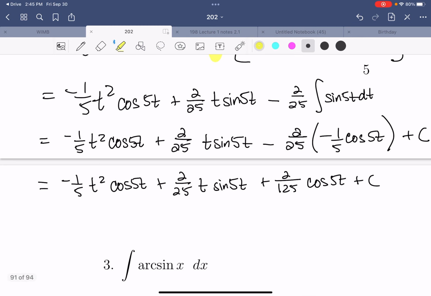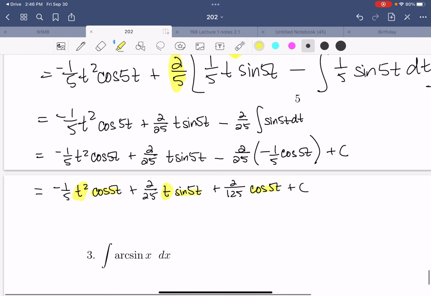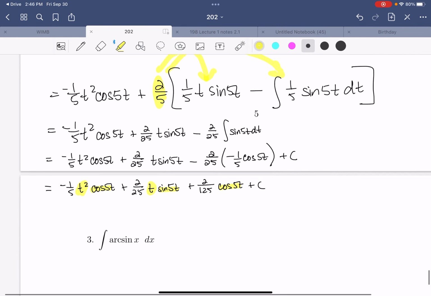You'll notice there's some structure to this, right? We go from t squared to t to nothing. And we go from cosine to sine to cosine. It bounces back and forth sine-wise with your trig functions. Okay. That's number 2.